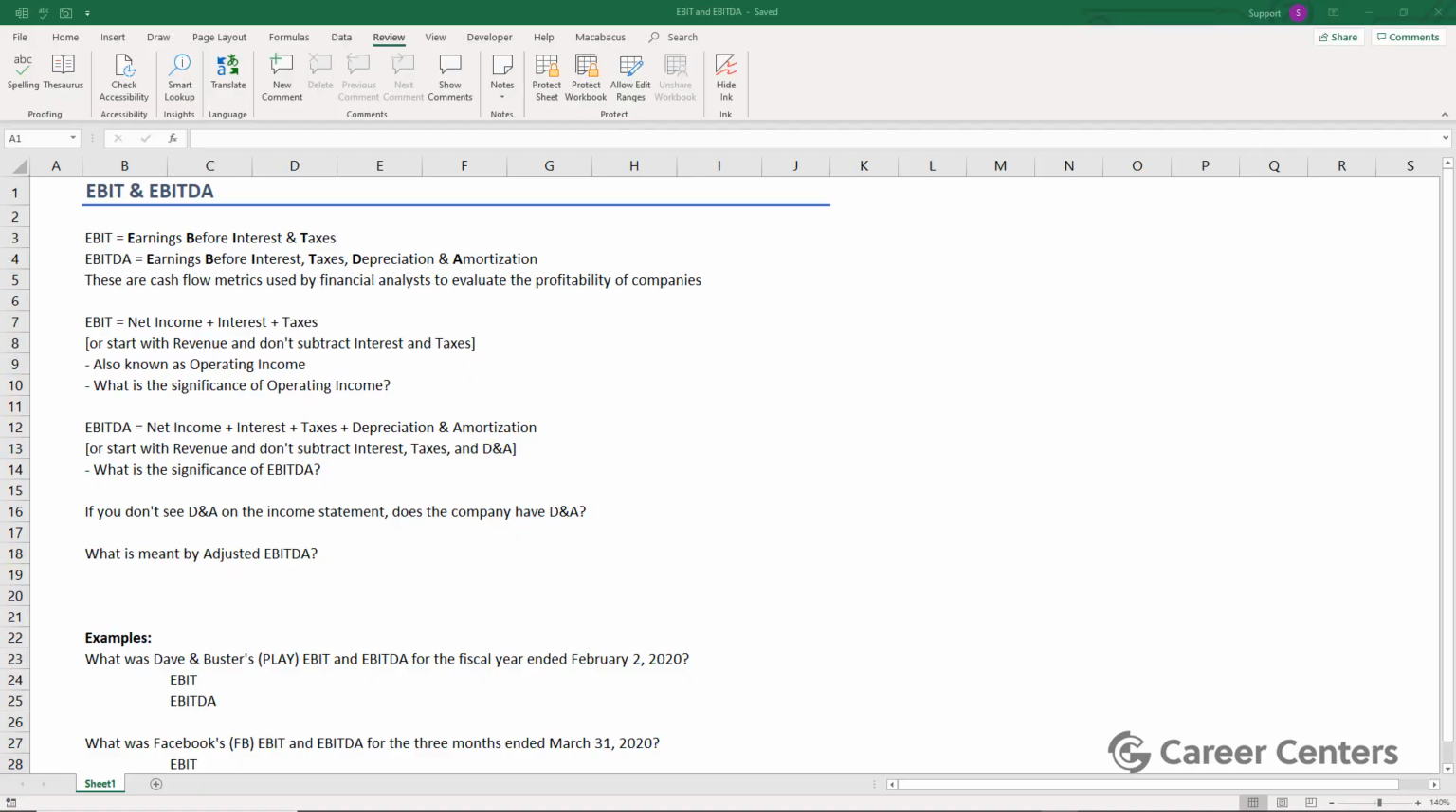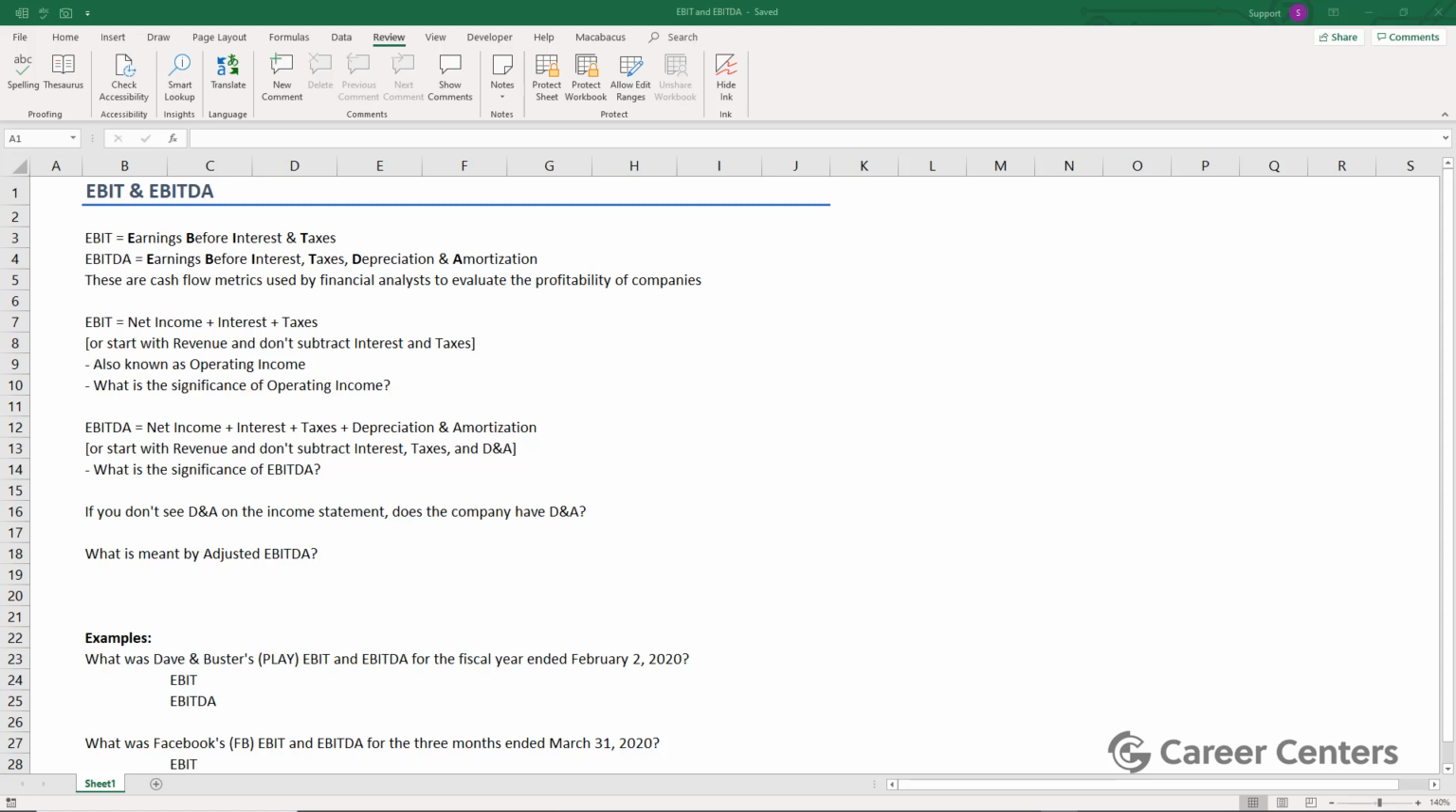In this tutorial, we're going to review EBIT and EBITDA. First, what do they stand for? EBIT stands for earnings before interest and taxes. EBITDA stands for earnings before interest, taxes, depreciation, and amortization. These are both cash flow metrics used by financial analysts to evaluate the profitability of companies.